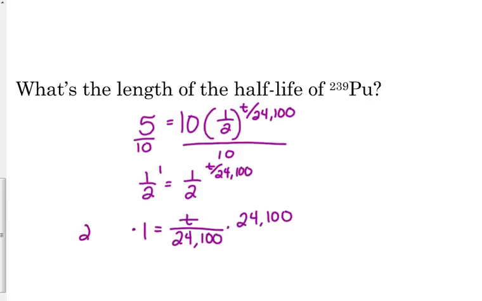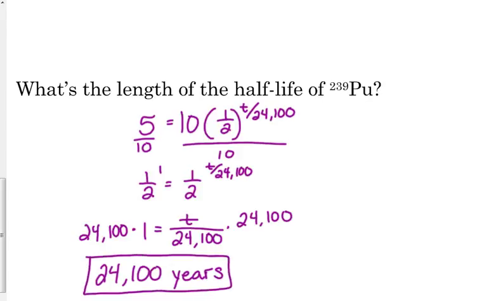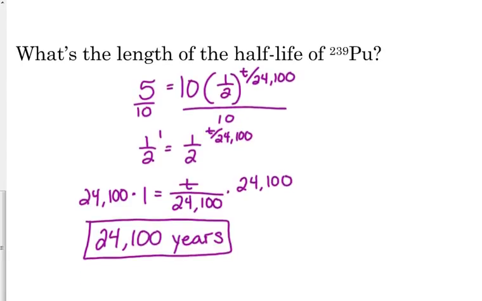So what is the length of the half-life? 24,100 years. So it takes 24,100 years for half of this radioactive plutonium to decay. That's a really long time. So it's going to be hanging out for a while. Nobody's going to be living in Chernobyl for a very long time, probably ever before the Earth just, you know, goes. All right. Fun stuff.